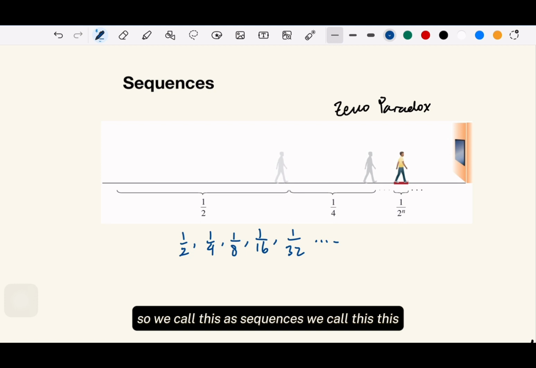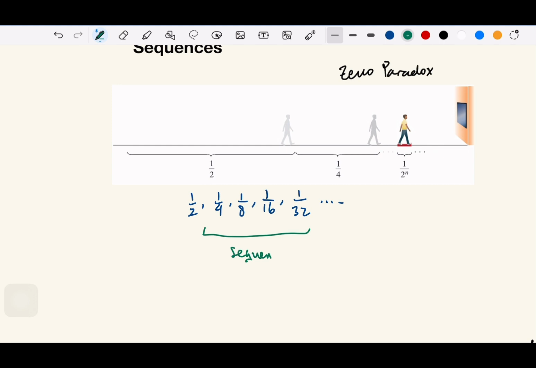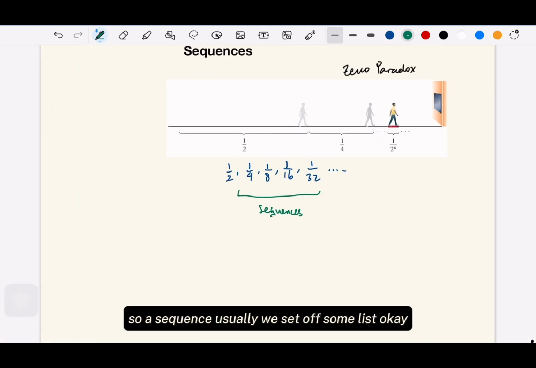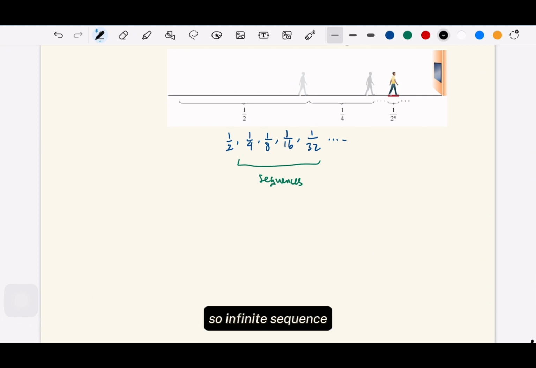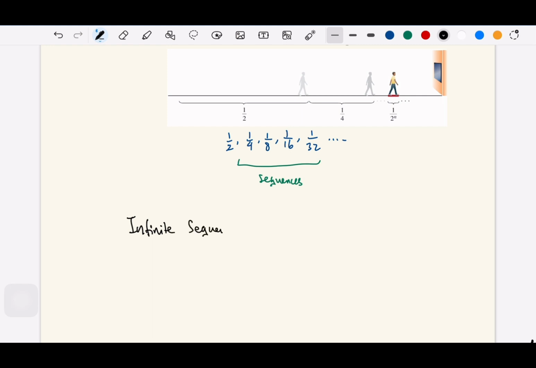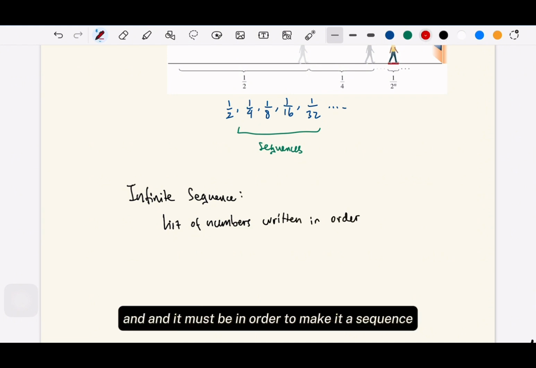So we call this order here a sequence, right? A sequence, usually we set off some lists. Okay, so an infinite sequence is a list of numbers written in order, and it must be in order to make it a sequence. Okay, because if it is random, then it doesn't have any meaning, right?